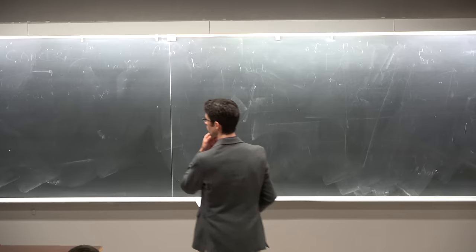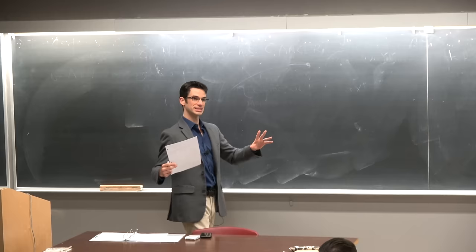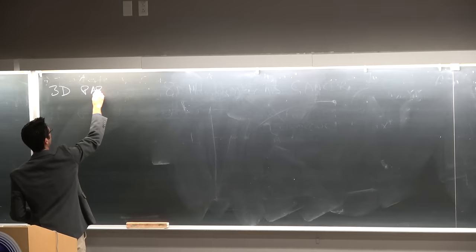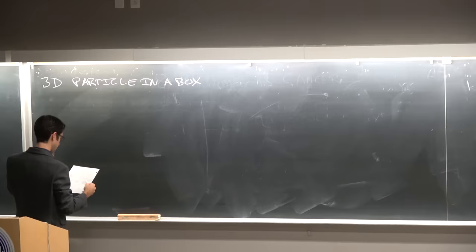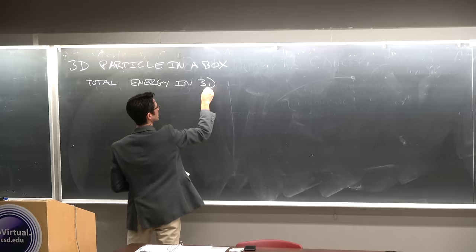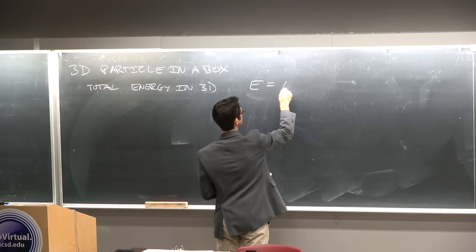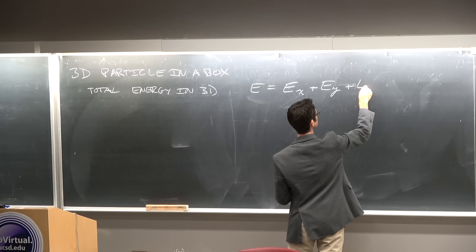But first, let's look at what a one-dimensional particle in a box looks like if it's just extended to three dimensions. We'll use Cartesian coordinates and forget spherical symmetry for now. So what does a 3D particle in a box look like? The total energy in 3D is just going to be a sum of the energy along the x-axis, the y-axis, and the z-axis.